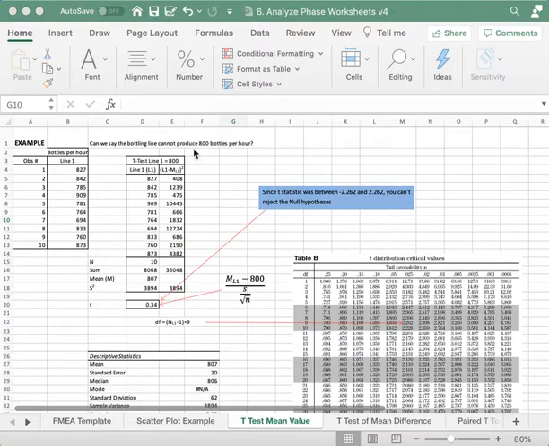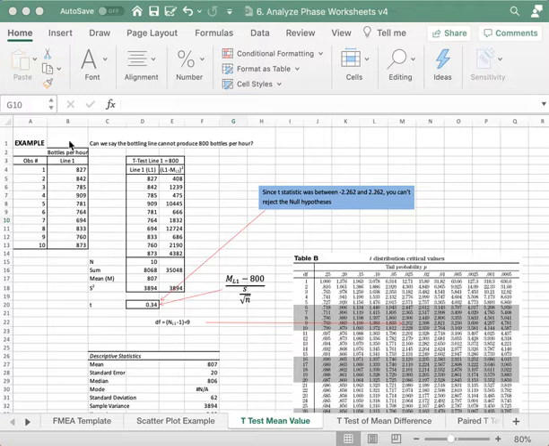The alternative hypothesis, remember, is where we want to say it's different, higher, or lower. The question is whether it cannot produce 800, not saying more than 800, at least 800, or less than 800. It's saying it cannot produce 800, so the alternative hypothesis is going to be different than 800, okay?